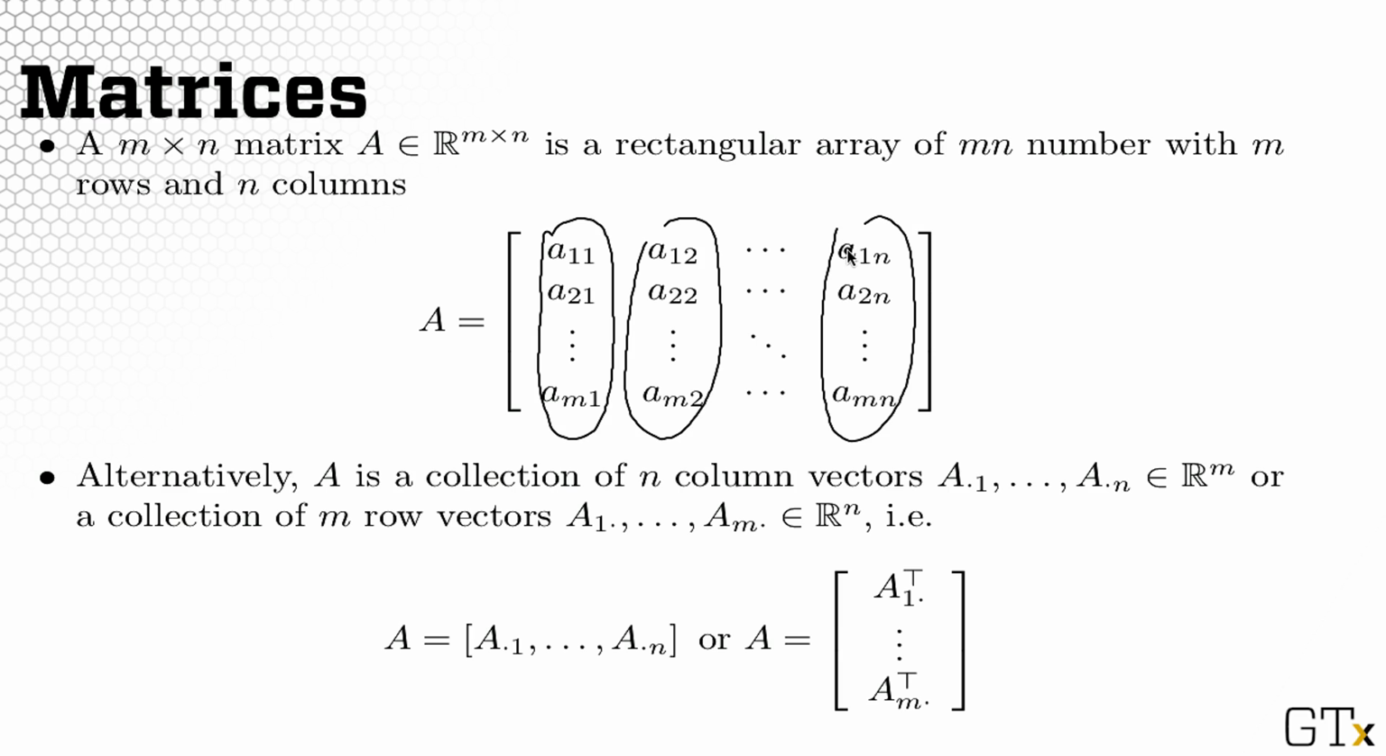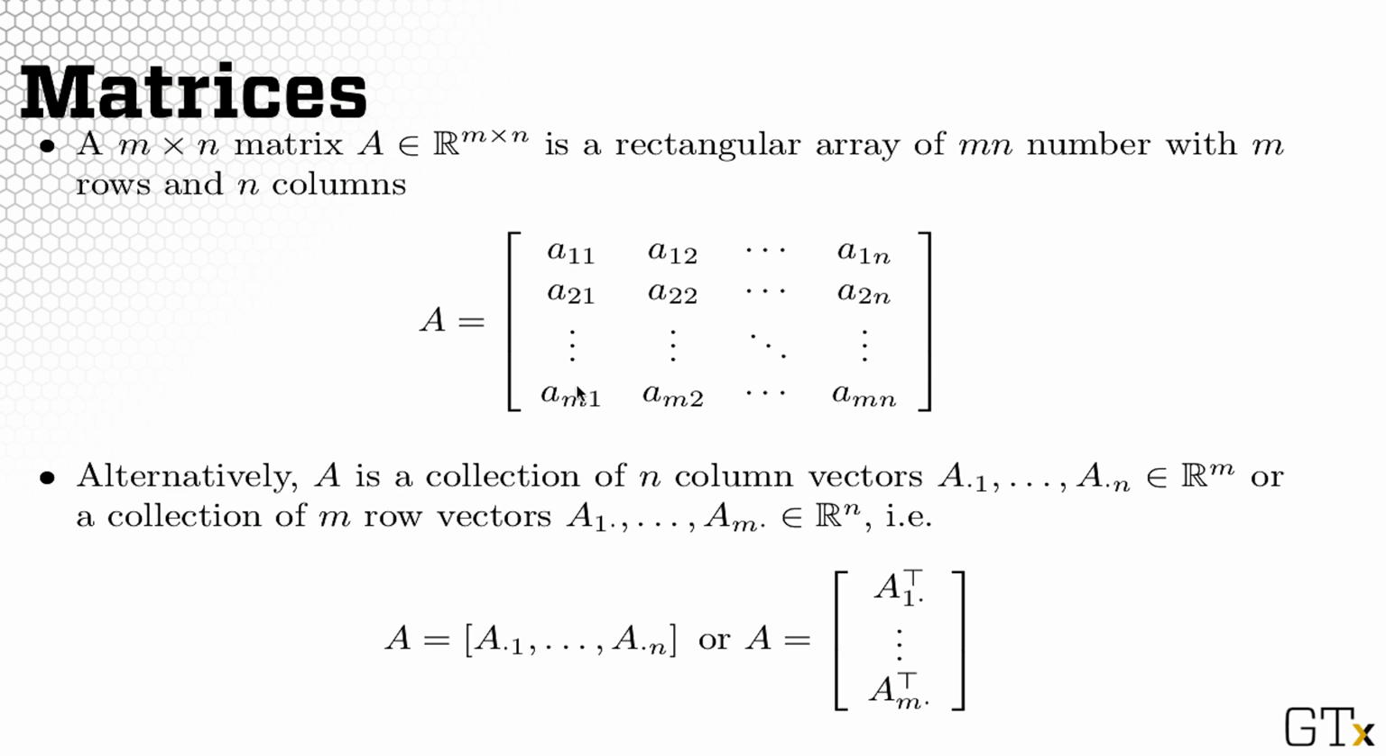There's n column vectors, and the notation here is that I write a dot 1. This means that this is the first column of the matrix. Dot means that you're including all the rows. And so on. And so each of these columns are m-dimensional, right? So there are m numbers in each of these vectors.